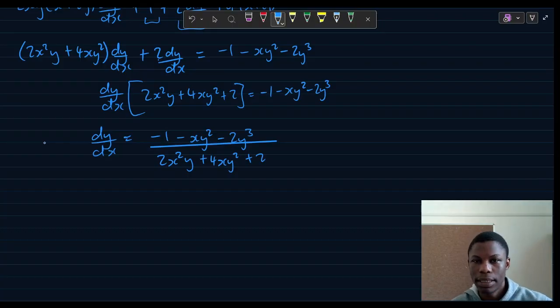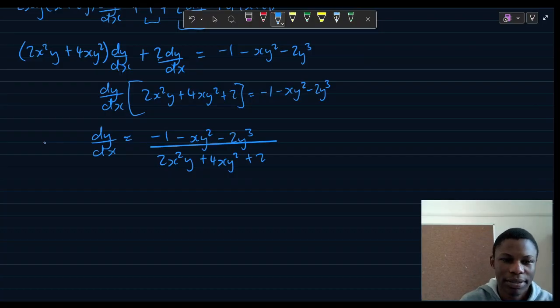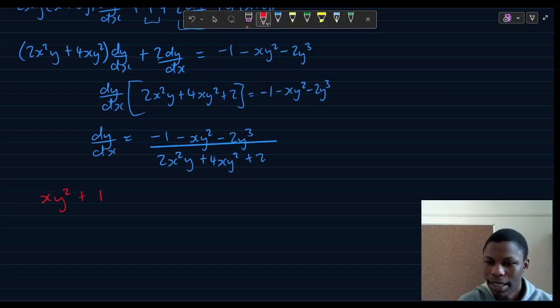This is our dy dx, this is our gradient function, and we need to evaluate this when x is 0. But there's a problem because we also need to know what y is. So to find what y is, we can just substitute into the original equation, right? Let me put that in red because it's a side quest. Our original equation is xy squared plus ln x plus 2y is equal to 1.